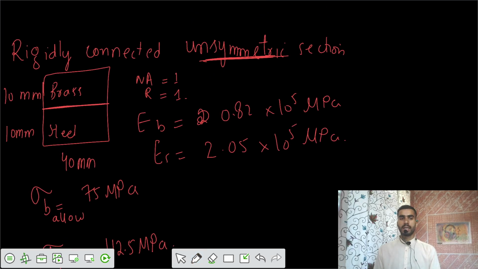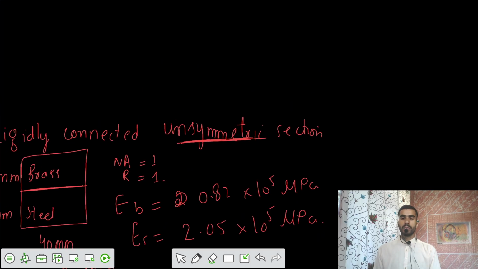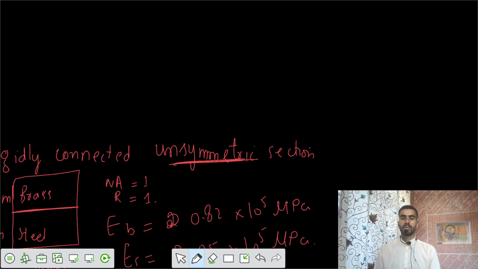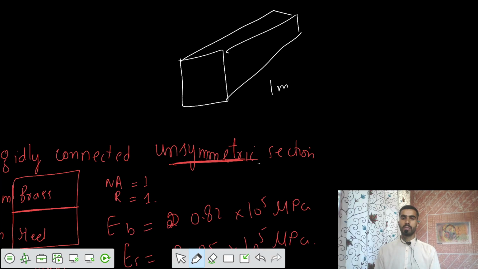The question asks: we have a simply supported beam of this unsymmetric section, rigidly connected, with a length of 1 meter. What should be the load that I should apply at the midspan? What is the P max that I can apply at the midspan? So the total length is 1 meter.